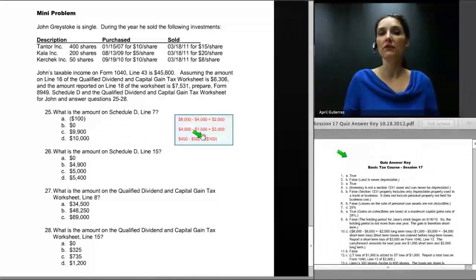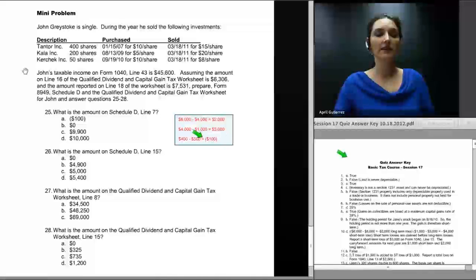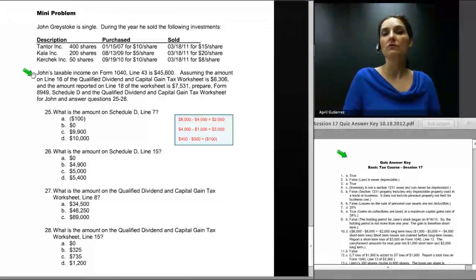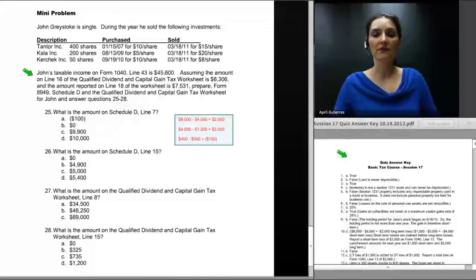And after we complete the 8949s, then we will move over to Schedule D. And after we've finished with Schedule D, we will use the information contained in this portion of the problem to prepare the capital gain worksheet. So let's take a look at the finished product.